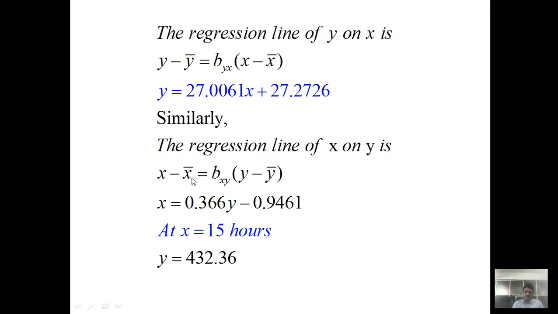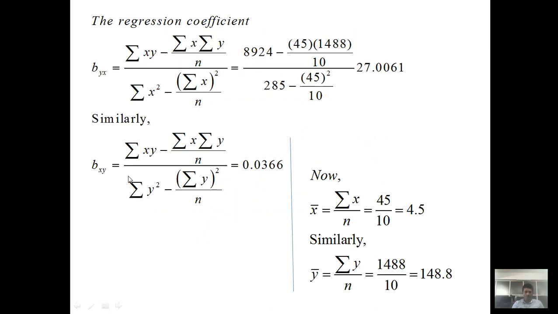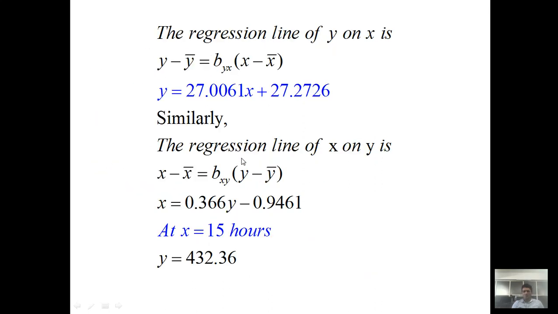Similarly, we obtain the regression line of x on y, that is x minus x bar is bxy times y minus y bar. We know the values of y bar, x bar, and the regression coefficient bxy. So by plugging in and solving, we get the equation of the regression line of x on y.